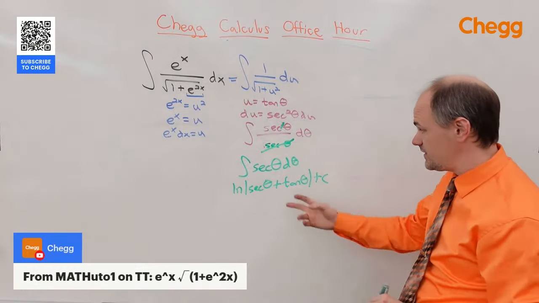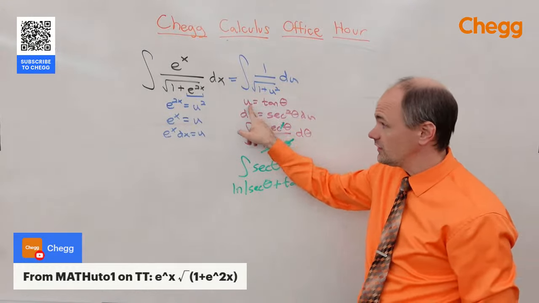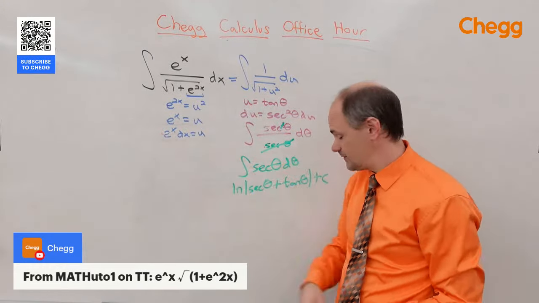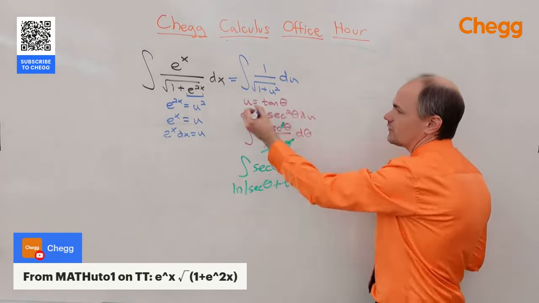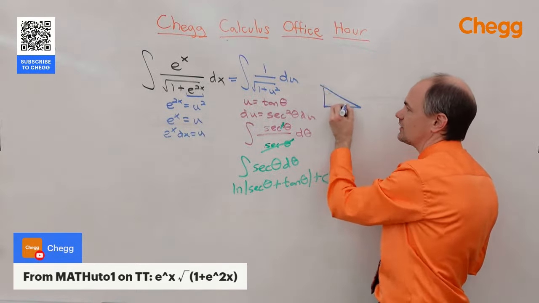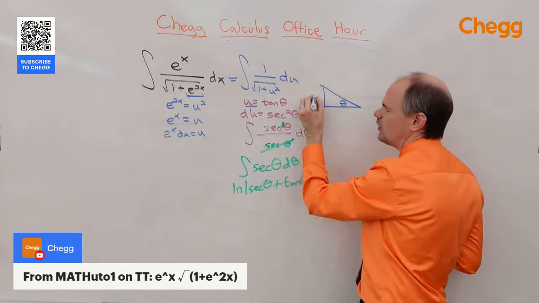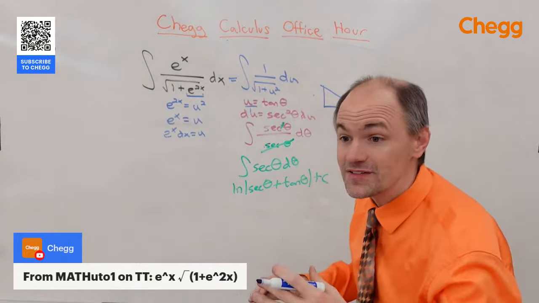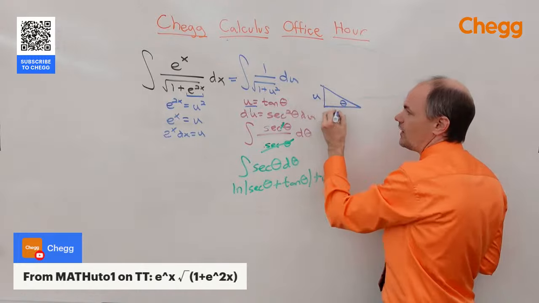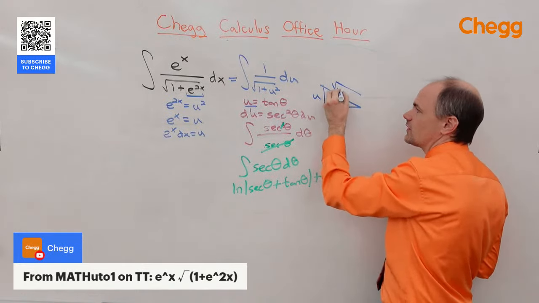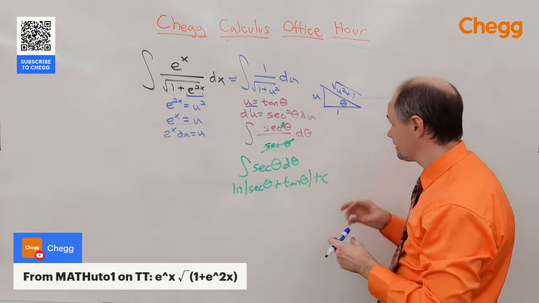Now, these have thetas. We don't want thetas. We can change thetas to u's and then u's to x's. First, to do that, though, we need a triangle to represent this tangent relationship. Tangent is opposite over hypotenuse. Oh, no, it's not. Tangent is opposite over adjacent. So the opposite is u, the adjacent is 1, which means this side is the square root of u squared plus 1 using the Pythagorean theorem.